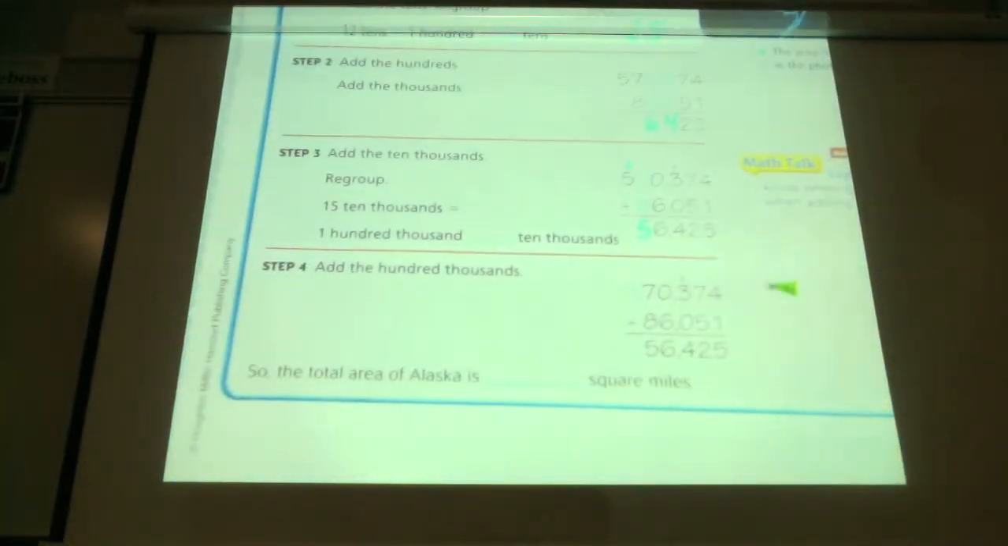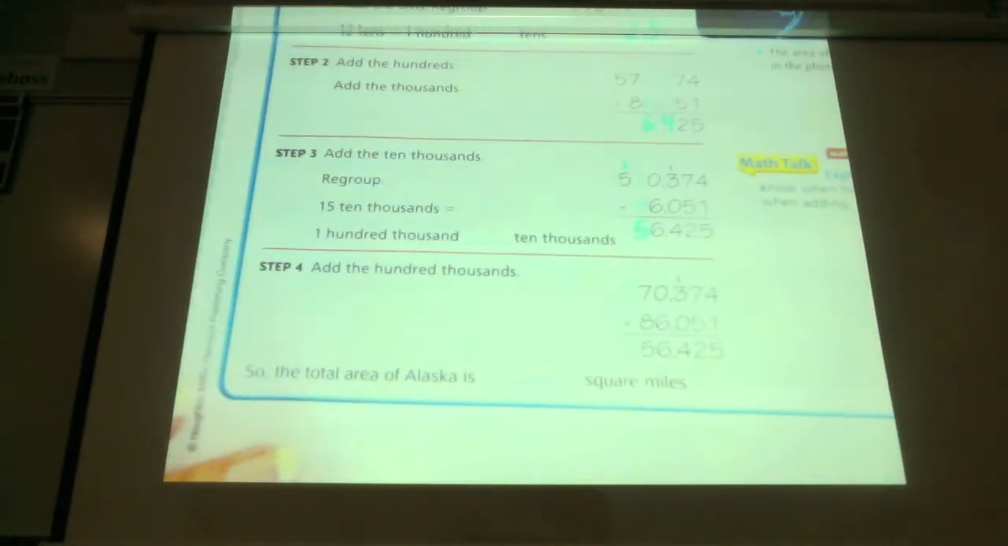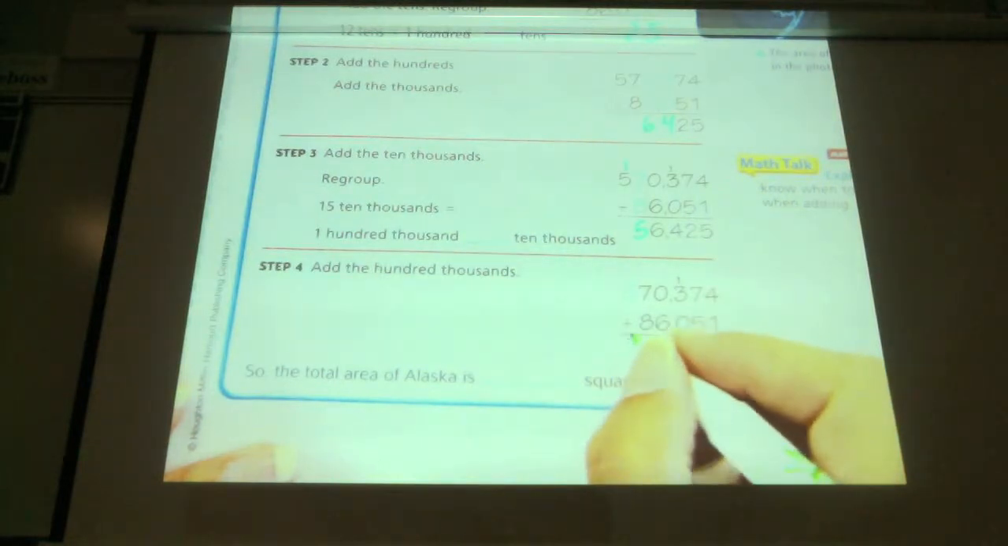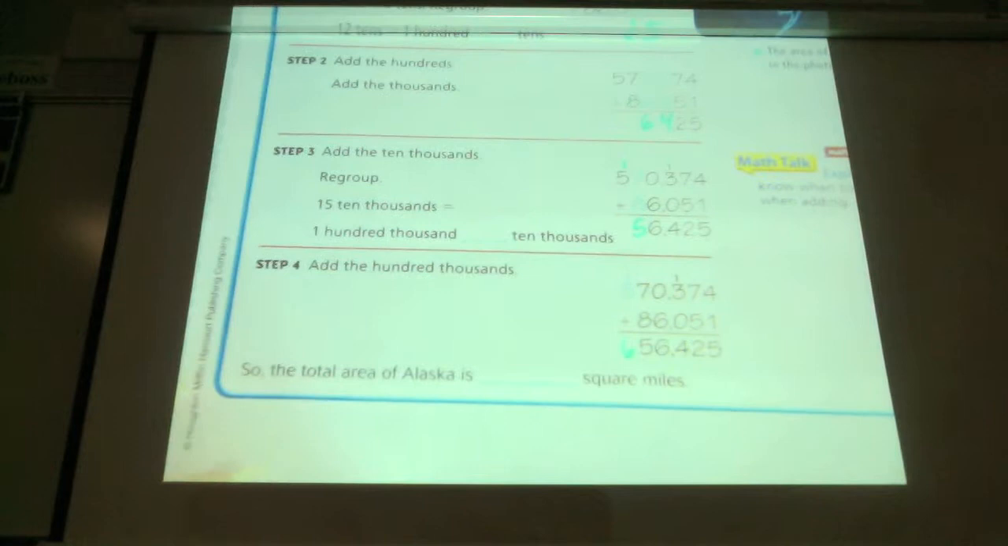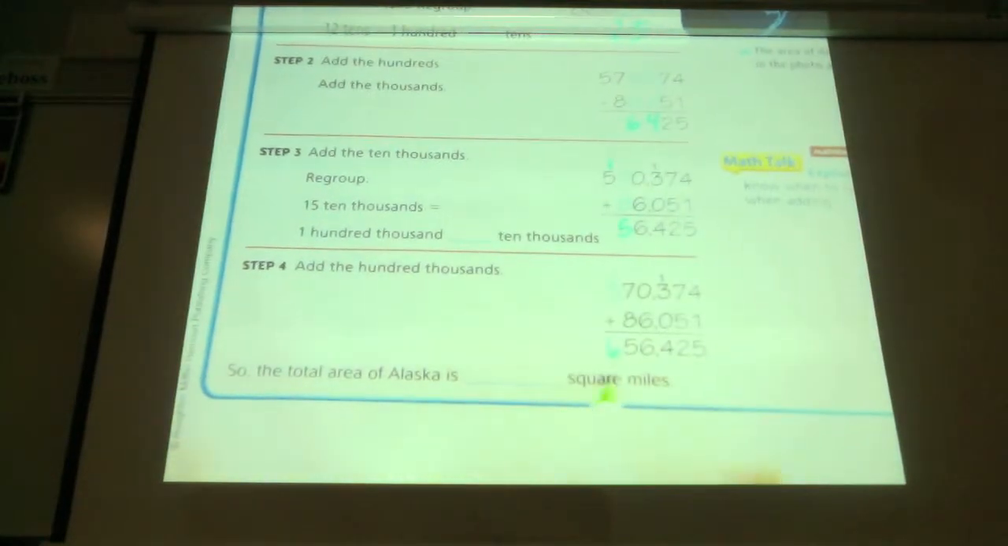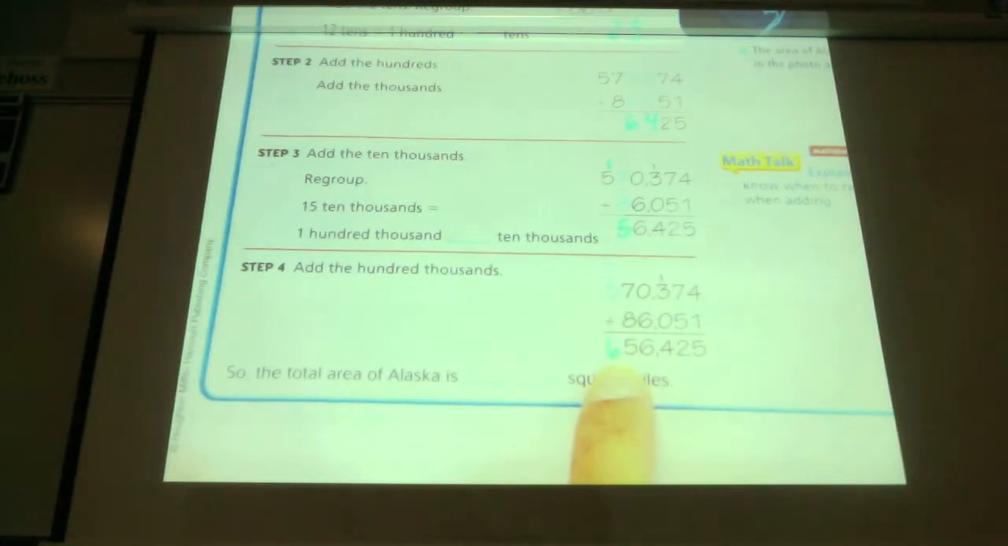All right, add the 100,000s is the last thing. So we have the 5 plus the 1 that we regrouped, which makes how many 100,000s, class? 5 plus 1? 600,000. So the total area of Alaska is this number here, which I would like you guys to read with me. Ready?